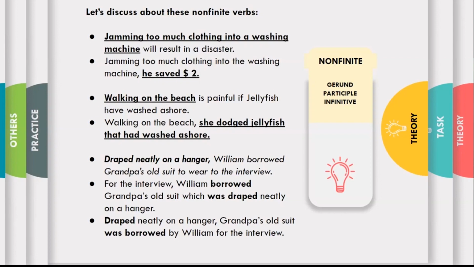I'll show you more examples. Subconsciously, when we connect more sentences, we use dangling modifiers, which we have to avoid. We need to avoid dangling modifiers. So we'll get to those examples.